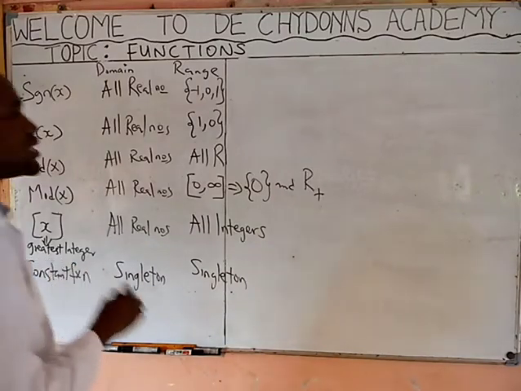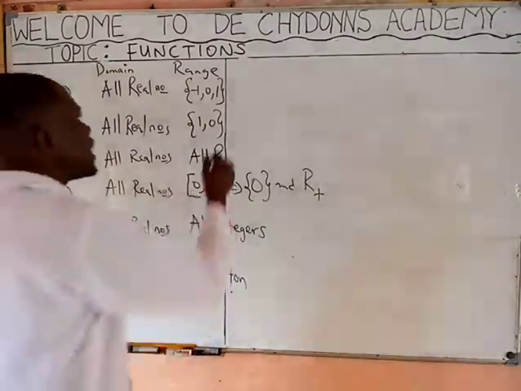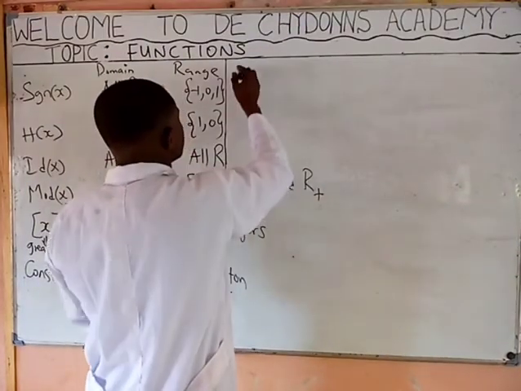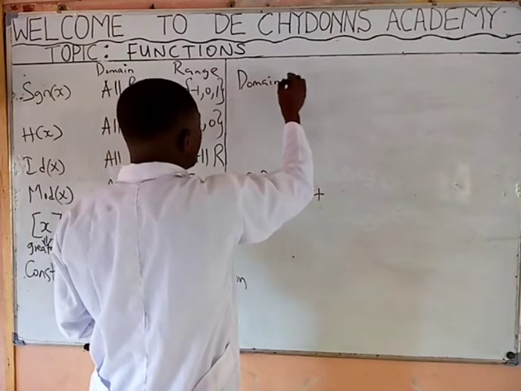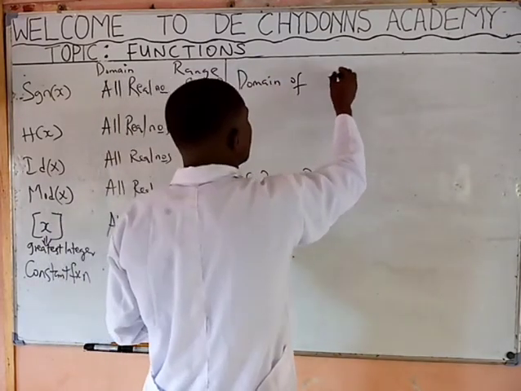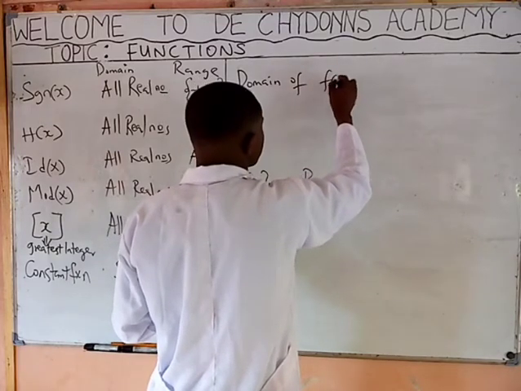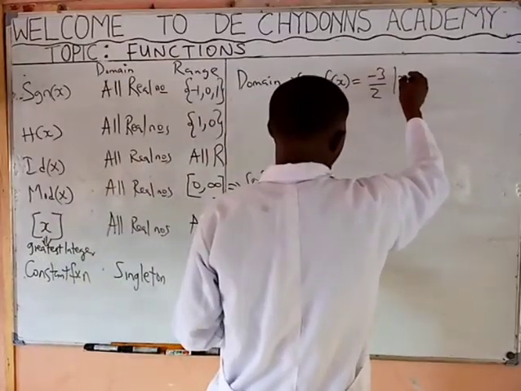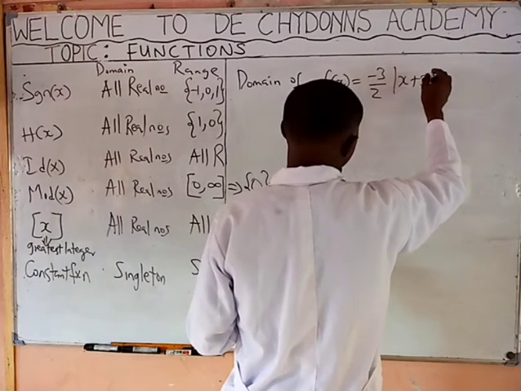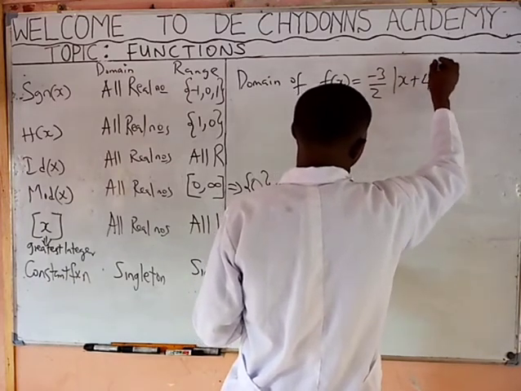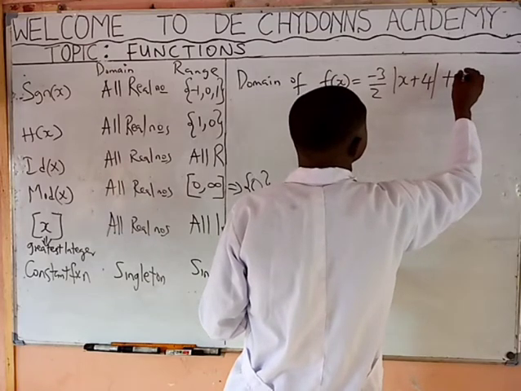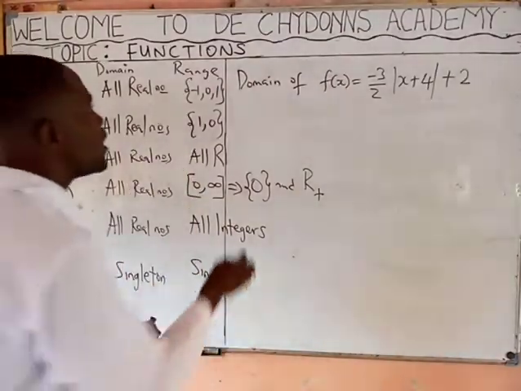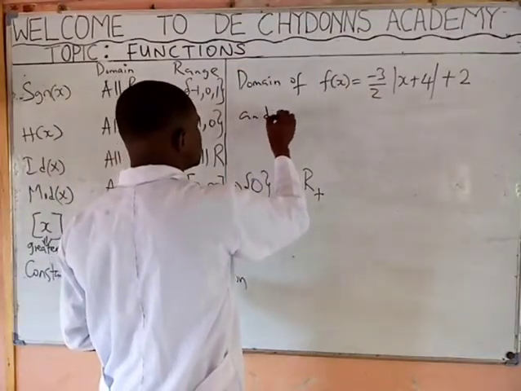Now, let's see one question to solve. If they say find the domain of minus 2 of f of x equals minus 3 over 2, x plus 3, x plus 4, plus 2. They say we should find the domain and also its range.